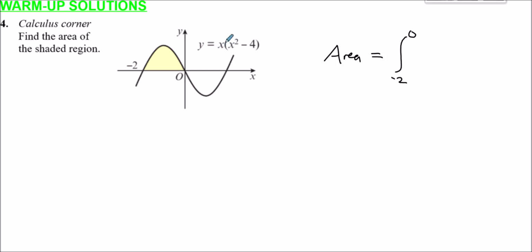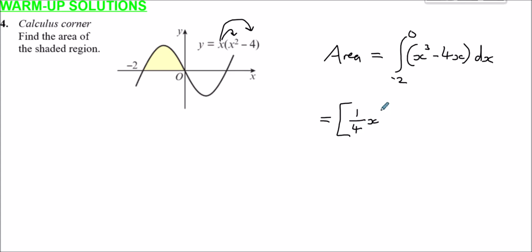So if we expand this out, x multiplied by x squared gives us x cubed, and x multiplied by minus 4 gives us minus 4x. And so we need to integrate this function with respect to x. And you should know by now that when we do this, we increase the power of x by 1 and divide through by the new power. So x cubed becomes x to the power 4, and we divide through by 4. So we have a quarter x to the power 4, whereas over here, we'd then have minus 4x squared divided by 2, which is minus 2x squared.